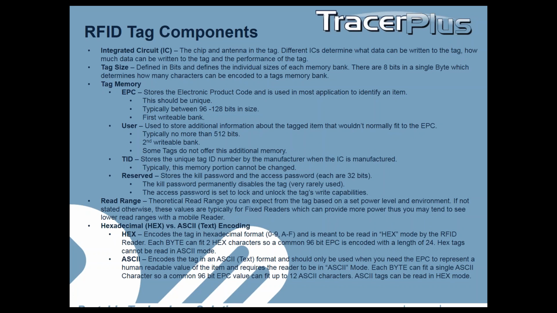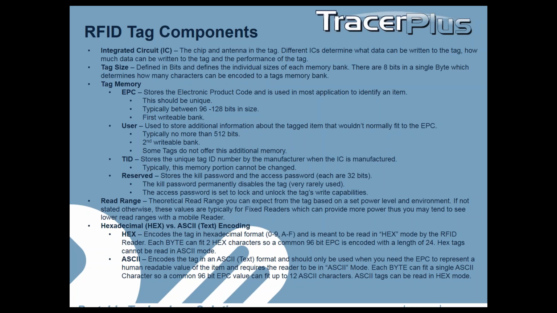If we talk a little bit about the tag memory, there are 4 components or memory banks to an RFID tag. You have your EPC, or electronic product code, which is used in most applications to identify the item. This should be unique for every tag. Size-wise, it's typically between 96 and 128 bits, and it is your first writable bank.